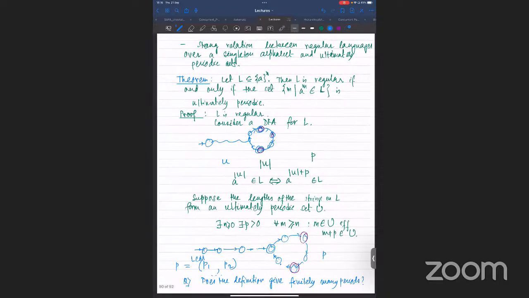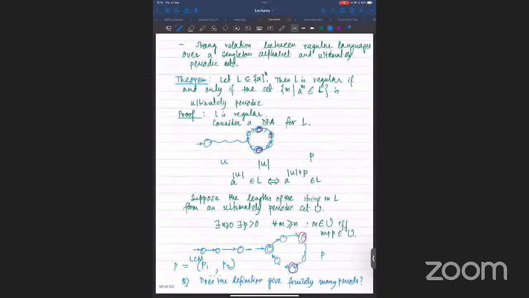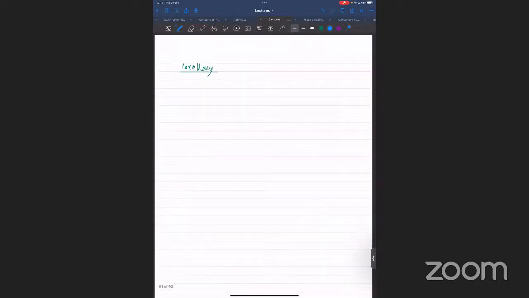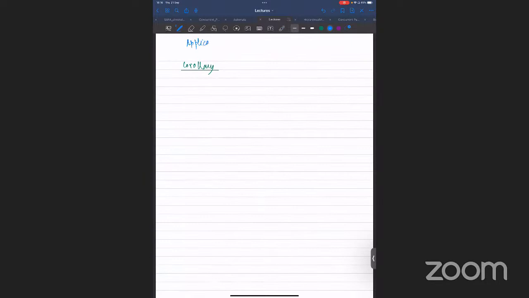Okay. So next. Now we are just going to have a corollary of this. So what are we saying? We are saying application of homomorphism and in the context of ultimately periodic sets.